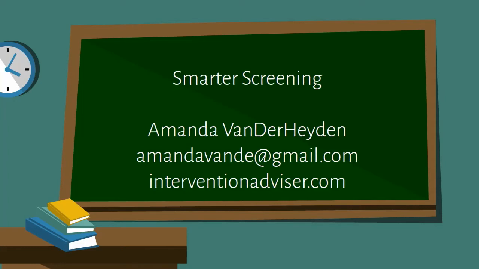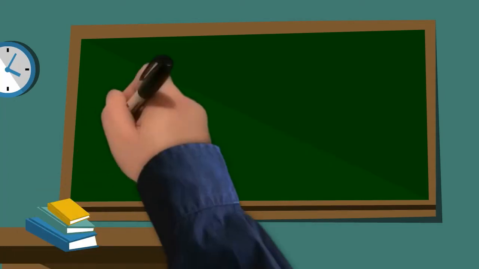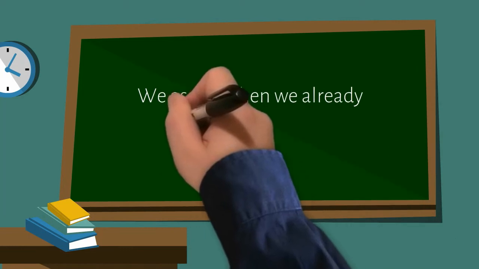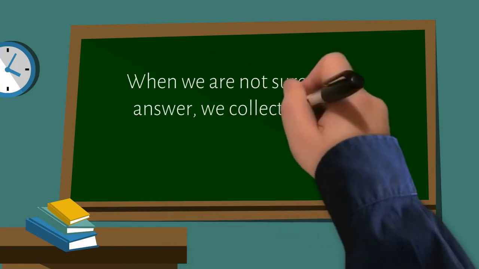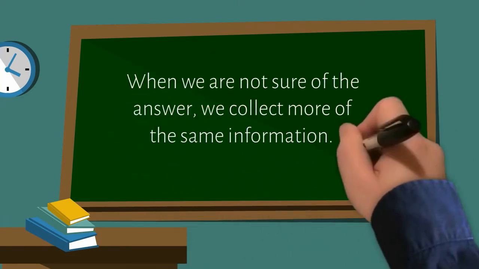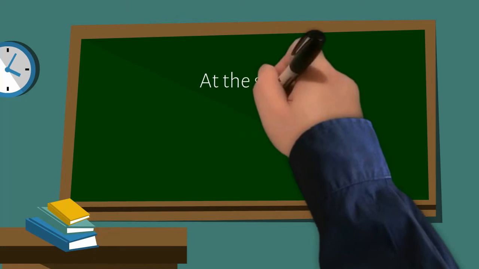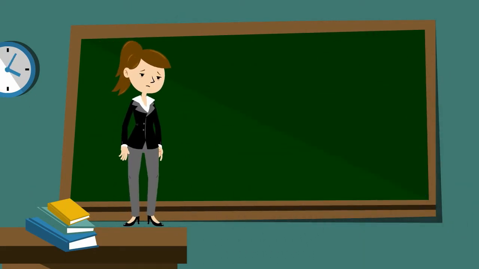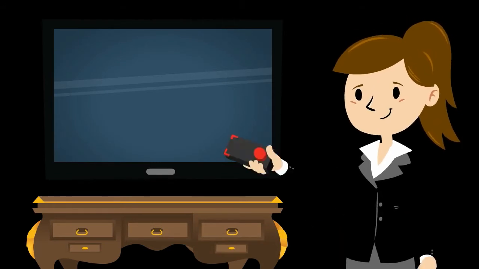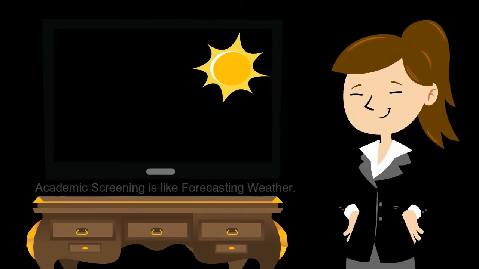We make three classic errors when we assess. First, we assess when we already know the answer. Second, when we are not sure of the answer, we collect more of the same information at the same time using highly correlated measures and expect that it will make us more accurate. And finally, perhaps because of the first two mistakes, we don't interpret all of the information that we collect.